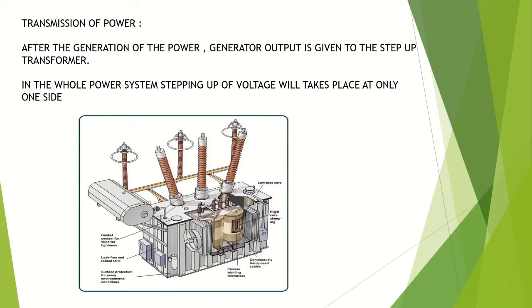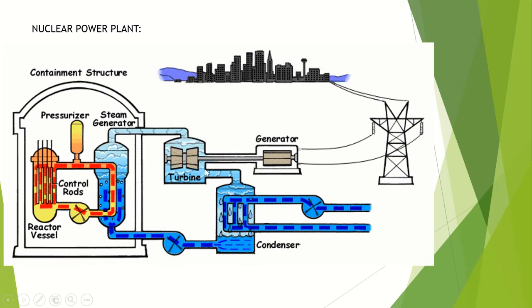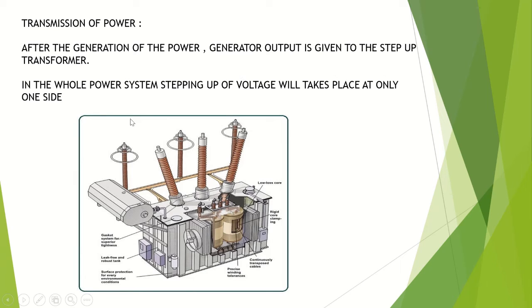And after the generation of the power there is another stage, that is the transmission of the power. And in order to transmit the power we have to step up the voltage. Means the voltage is not enough. After the generation, the generator voltage is 11 kV, 10 kV, 12 kV. This type of voltage is there. With this voltage you are not going to transmit the power, you have to step up the voltage.